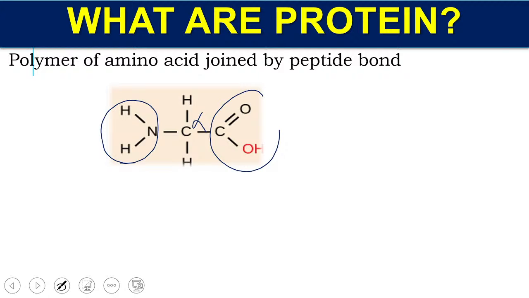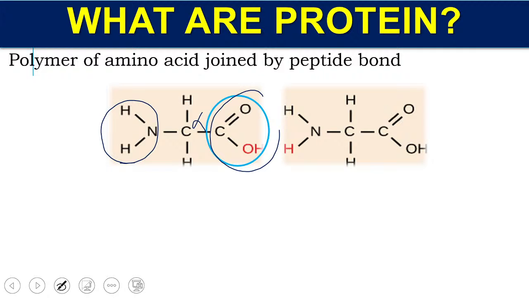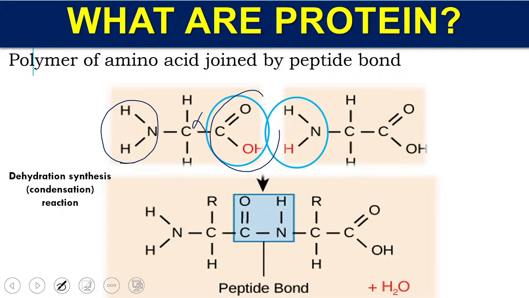So this is my alpha amino acid. This is the second amino acid, this is also an alpha amino acid. These two alpha amino acids join with each other by forming a specific bond. You can call it a dehydration reaction. Why can we call it a dehydration reaction? Because water is going out.